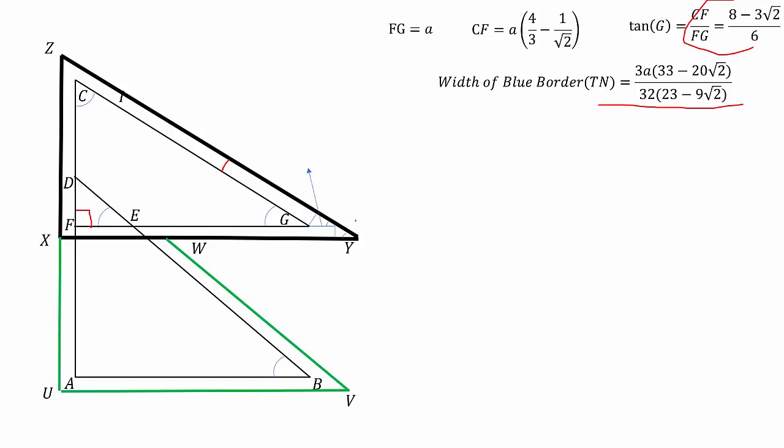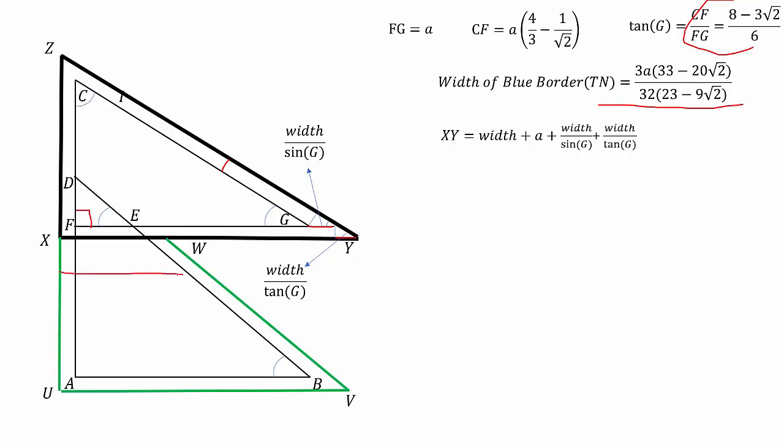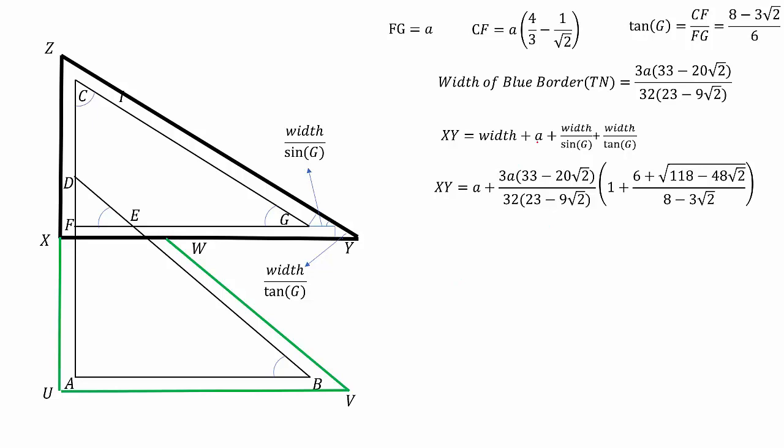Then one important thing you need to understand is that this length is given by width divided by sine g, and this length is given by width divided by tan g. So by applying this rule, we can calculate the value of XY, which will be width plus a up to here, plus this value, and plus width by tan g. By putting in the proper values, we get this value for XY.